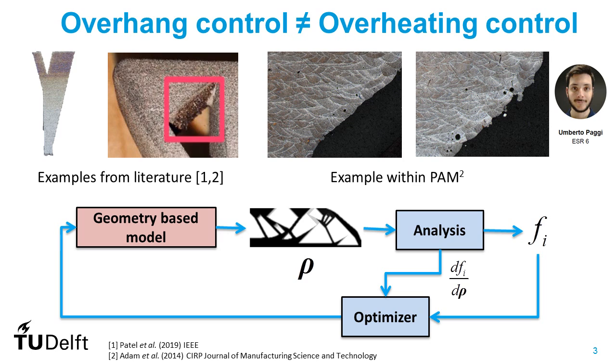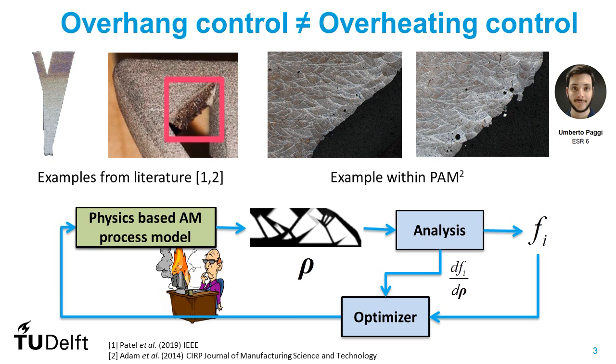So this made us realize that in order to come up with designs which are free from defects, a geometry based approach is not good enough. And what we need is a closer physics based approach. But it is well known that the AM process models are computationally very heavy, and it is just not practical to couple them with the loop of topology optimization.